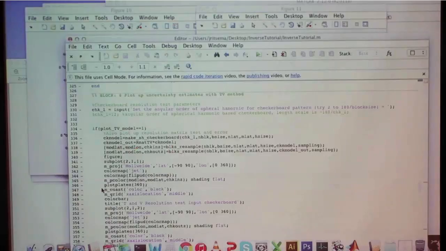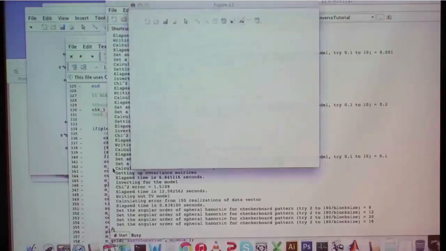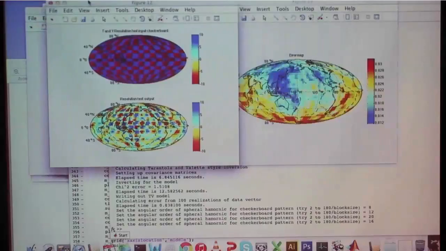I'm going to try 16. I want to see that pattern. Oh yeah, perfect. You see now the northern hemisphere versus southern hemisphere variation. So this is very clearly where you're seeing the effect of data coverage. Data coverage is pretty good in the northern hemisphere. You somewhat get the pattern. It's not ideal, not perfect, but much better than the southern hemisphere.